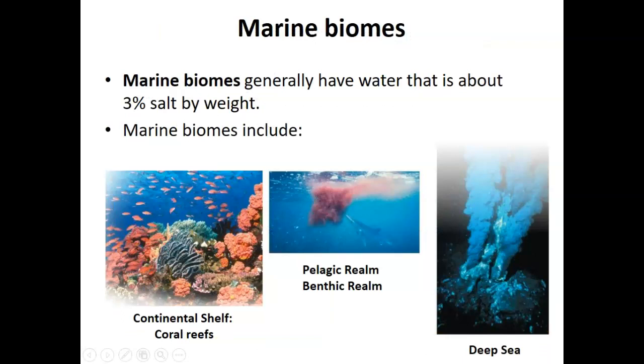Marine biomes generally have a salt concentration above 3%. Marine biomes include the continental shelf, which is where coral reefs are. Often in these biomes, we see many beautiful fishes and colorful corals. The pelagic realm is the open ocean area. It's far away from the coastal area. In this area, you can often find large marine animals like sharks or whales. The third type of marine biome is called the deep sea biome. This is the bottom of the ocean area.